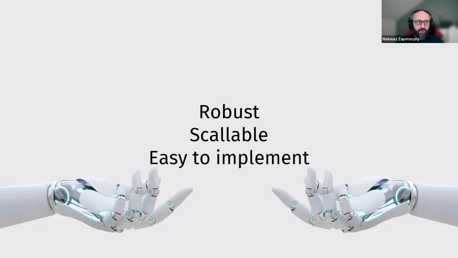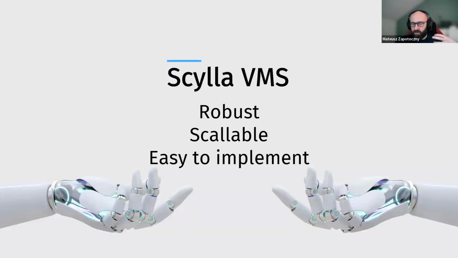And also it should be easy to implement. What do I mean? It means that it doesn't matter what kind of solution the customer is using right now, what kind of cameras they are using right now. It should be easy to add those cameras to the VMS and to support this customer. And it doesn't matter how big the system is. It should be just easy to install. And this is what the Scylla VMS can provide you. So it's robust, it's scalable, and it's easy to implement.